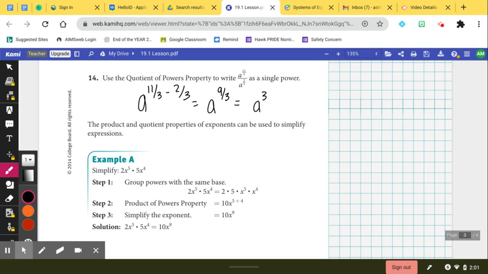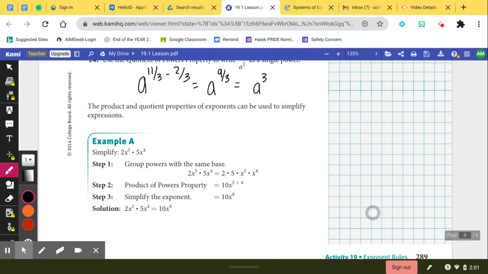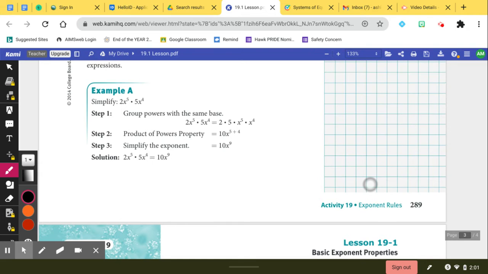All right, so we are going to be able to use the product of powers property for exponents and the quotient of powers property to simplify our expressions. So this is going to get into more of the complicated ones. So we're going to go through example A together. So it says simplify 2x to the fifth times 5x to the fourth.